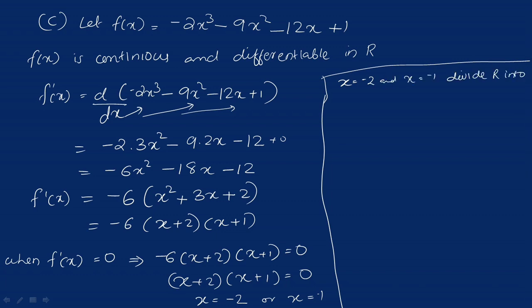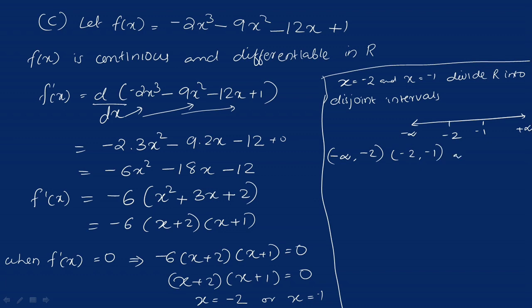So we are splitting R into disjoint intervals, so we are drawing a line segment from minus infinity to plus infinity. We are marking 2 points, that is minus 2 and minus 1, on the line segment. So we have the first interval, that is minus infinity to minus 2, the second interval, that is minus 2 to minus 1, and the third interval, that is minus 1 to infinity.